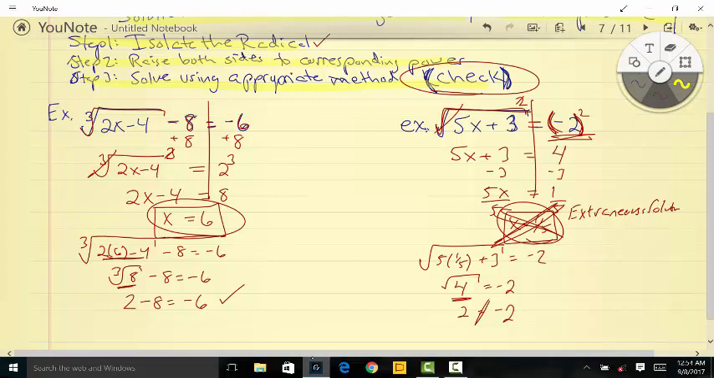So, since this problem's only solution ended up getting removed from the solution set, we say that this problem has no solution.